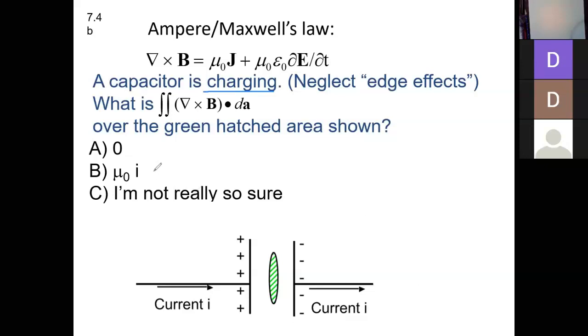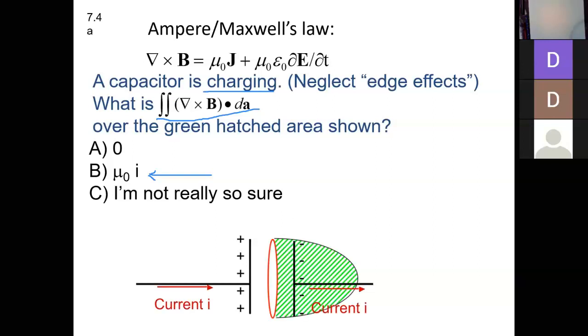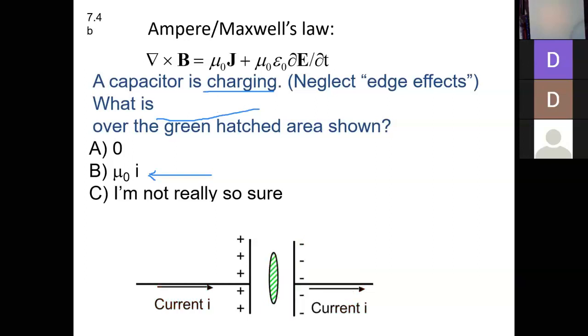The answer should be B, because remember, when you do these area integrals, the answer is independent of the area you integrate across. It's got to be the same answer as long as the area is bounded by the same boundary. If I go back and look at the other problem, it's the same boundary, the same loop inside, just a different area we're looking at. So we should get the same value we had before. Should be equal to mu naught I.